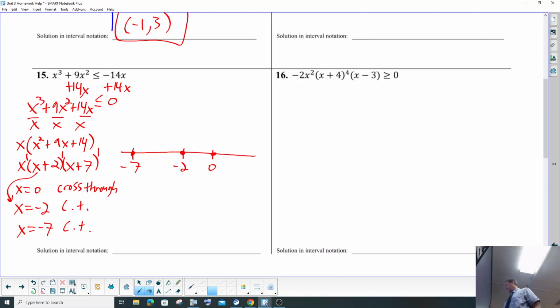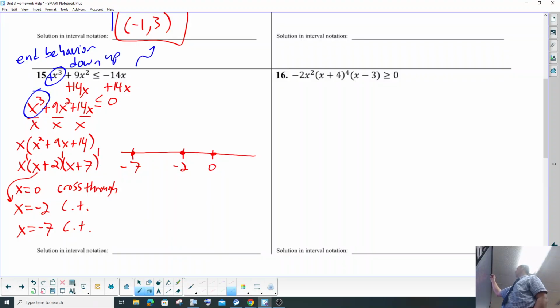Okay, so what's our end behavior? Well, the highest power was x to the 3rd power, and it's positive. So that means that the end behavior is going to be down and then up. Do you remember? Down, then up. Good. So we draw an arrow down and we draw an arrow up.